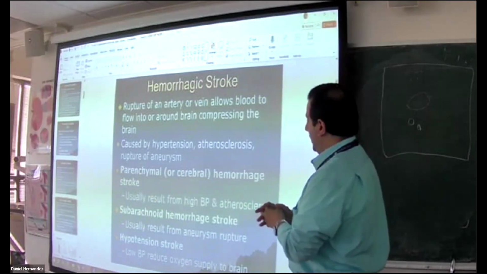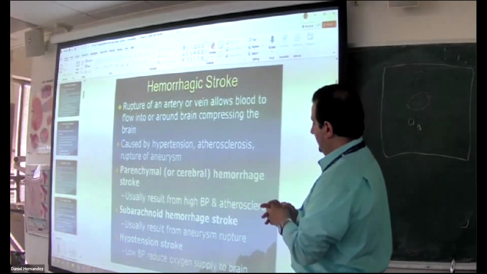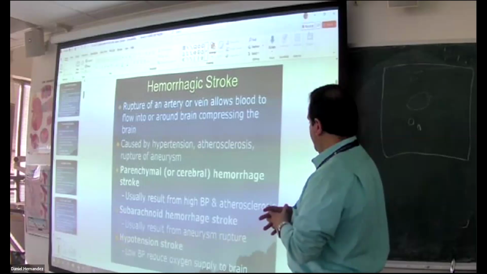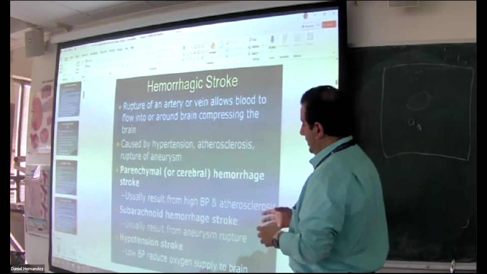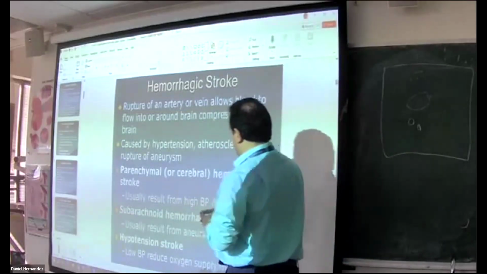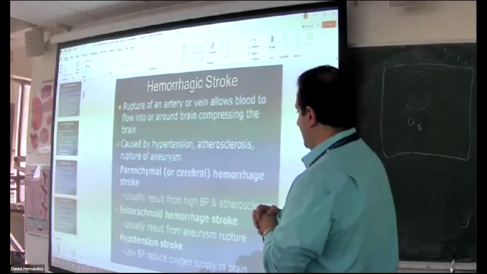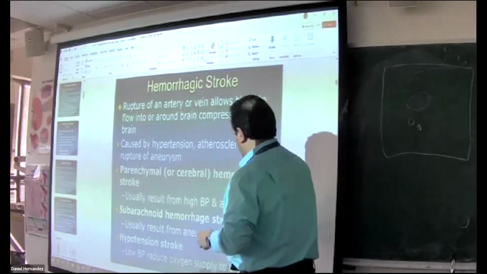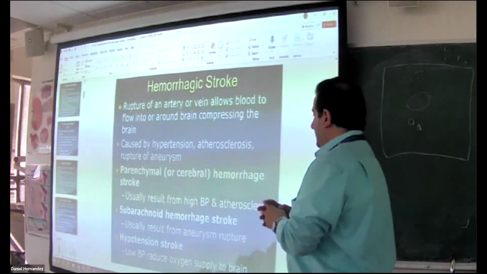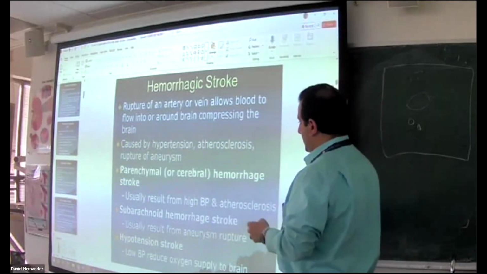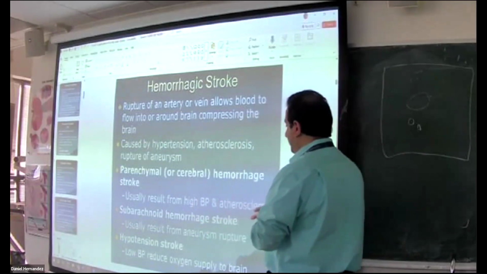Hemorrhagic stroke leads to parenchymal hemorrhage. So this could result from, again, high blood pressure, atherosclerosis weakening the vessel. Hemorrhagic strokes could also be, we can also have subarachnoid hemorrhage. So this usually results in brain aneurysm. So the rupture of that aneurysm fills that subarachnoid space, that puts the pressure on the brain.